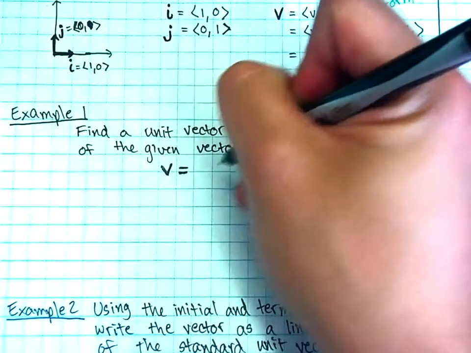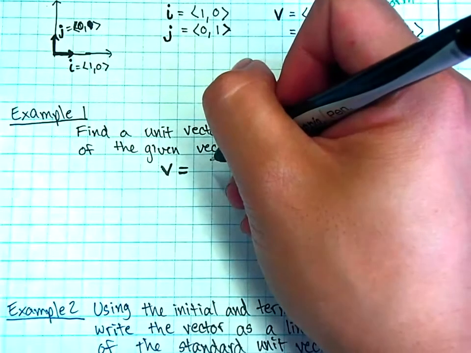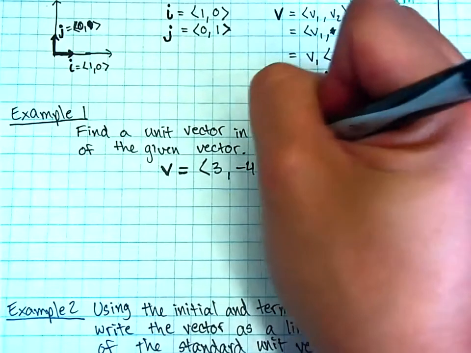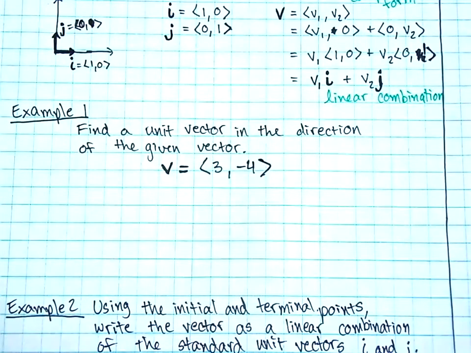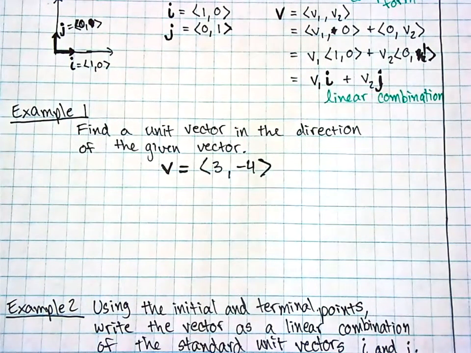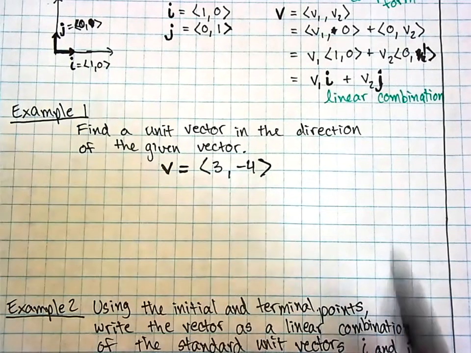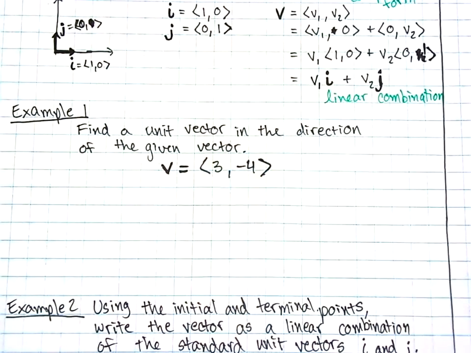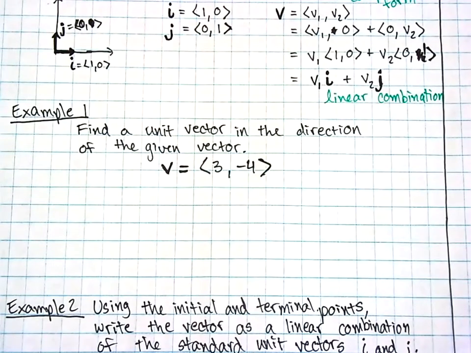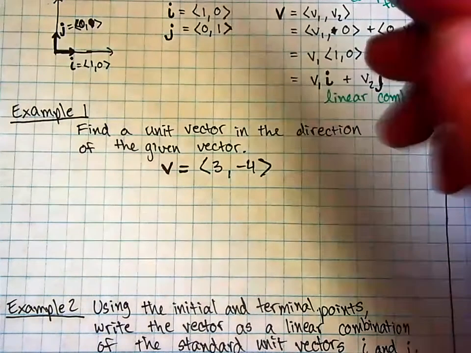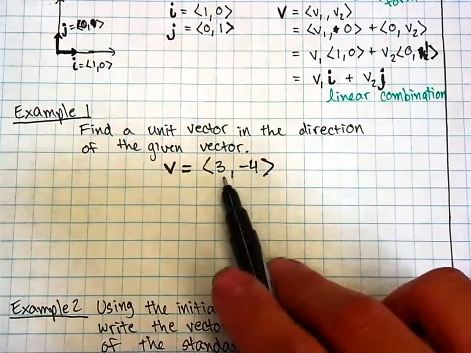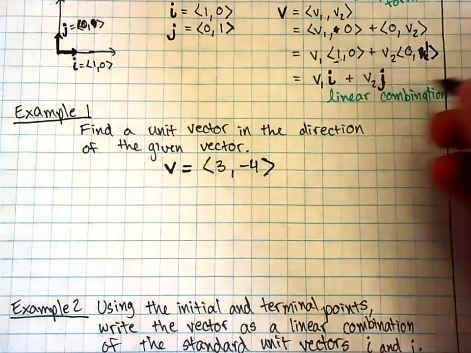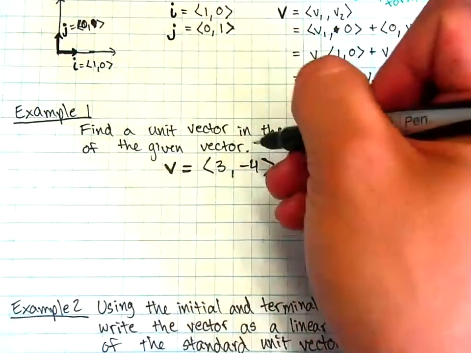So the vector v is <3, -4>, and we need to find a unit vector in the direction of the given vector. In other words, we want to write it in a linear combination form. So what's going to happen here is that we're going to have to first rewrite this using these guys. So let's go ahead and factor it out.